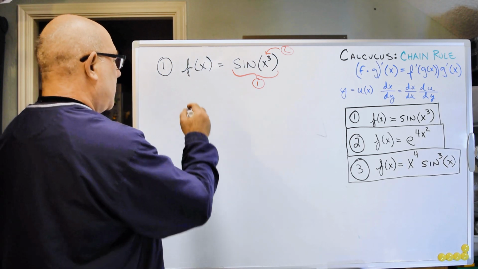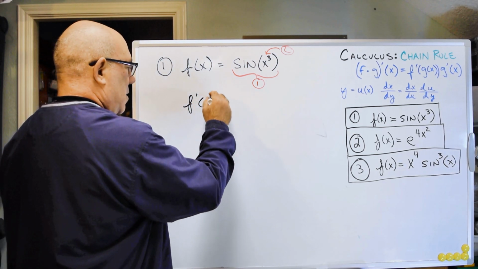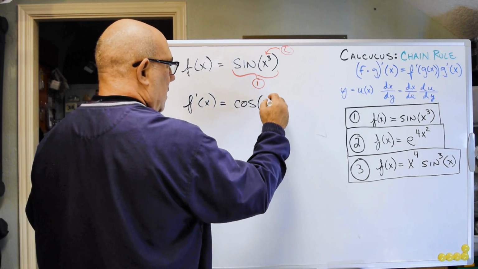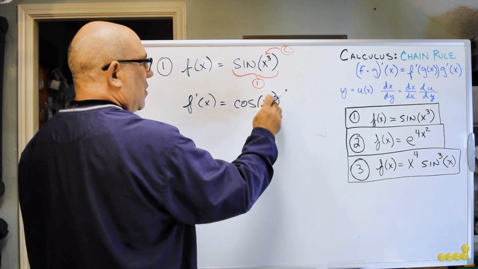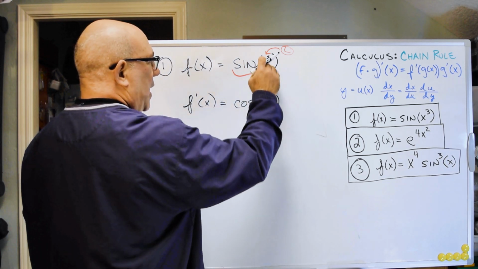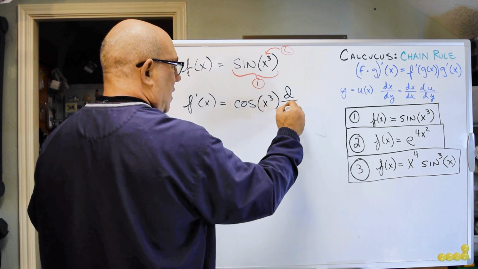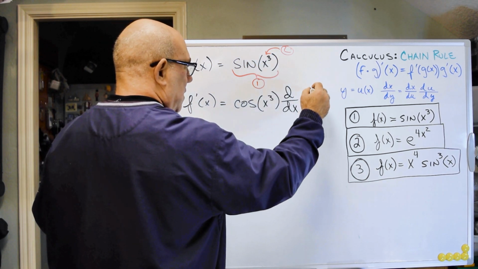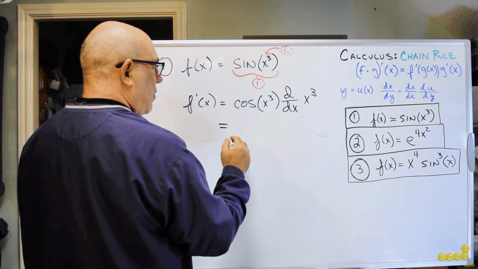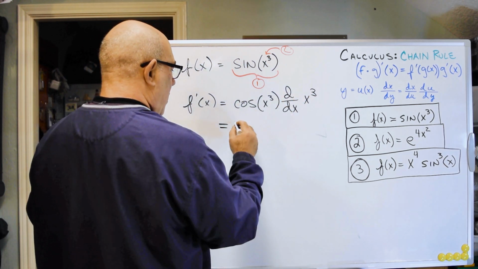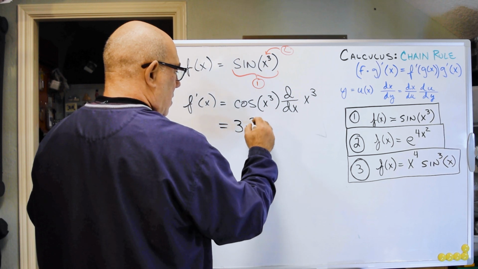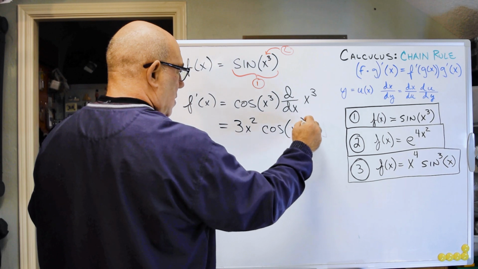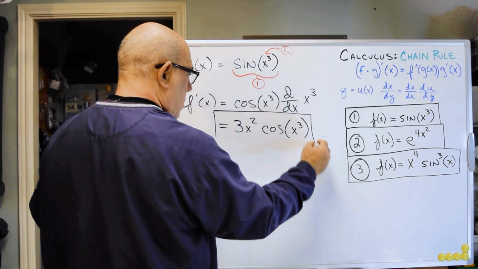So f prime of x is going to equal cosine of x cubed, because again, we're going to kind of ignore what's inside here. Then we're going to take the derivative of the piece that we ignored, which is x cubed. So what is that going to equal? It's going to equal 3x squared cosine x cubed. And that's our answer.